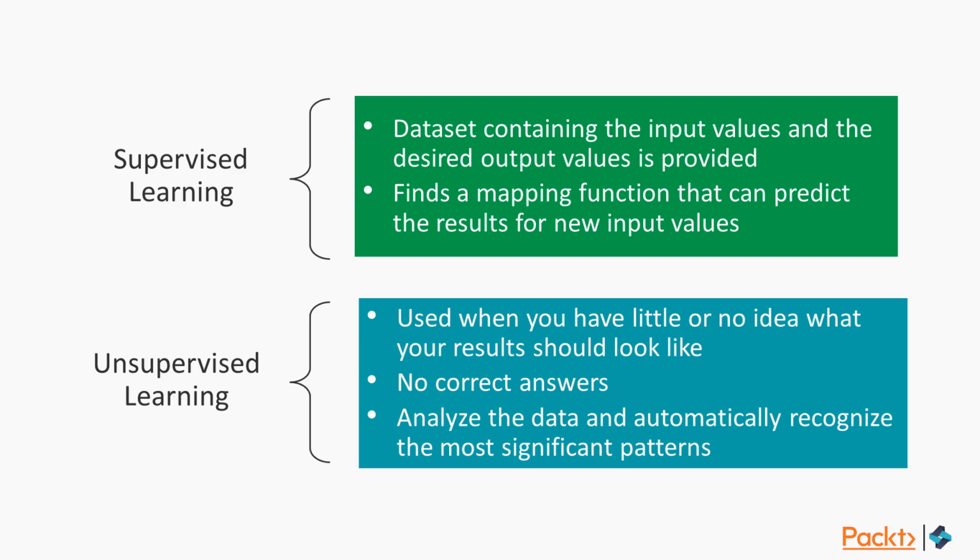Unsupervised learning, on the other hand, is used when you have little or no idea what your results should look like. You basically have no correct answers. And the goal here is for the machine to analyze the data and automatically recognize the most significant patterns.